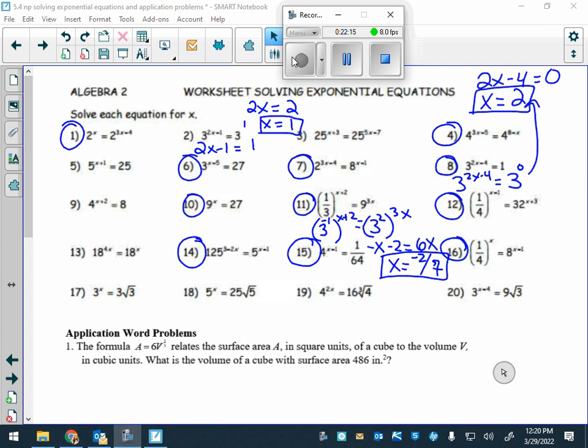2 to what power gives me 8? 2 cubed, 3. Negative 2x equals 3x minus 3. We subtract 3x. Negative 5x equals negative 3. Divide by negative 5. X equals 3/5. Okay.